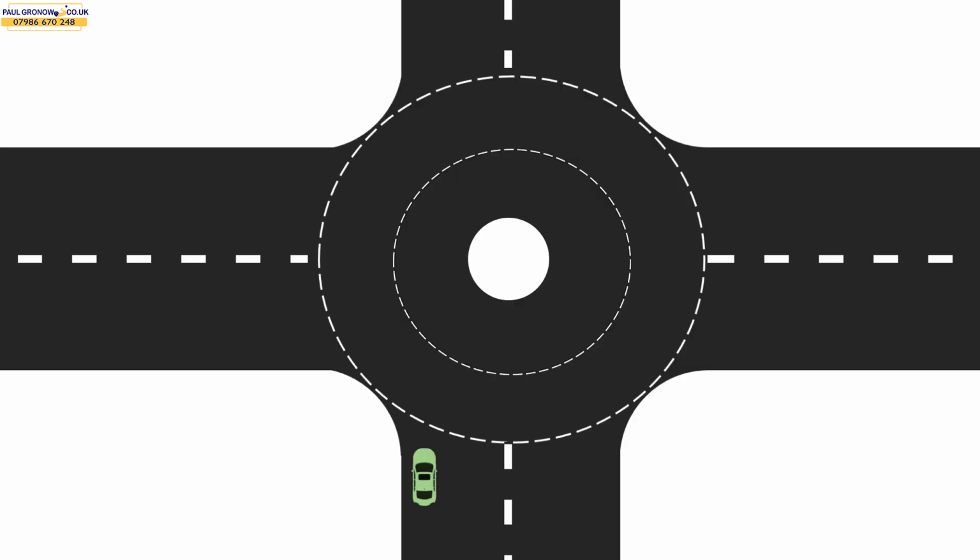Okay, so priority and blockers. You're the green car and there's a car approaching. Who's going to go first? Well, you can go first here. You're the green car, red car. Who goes first? Well, you give way to traffic on your right there. They will go first.